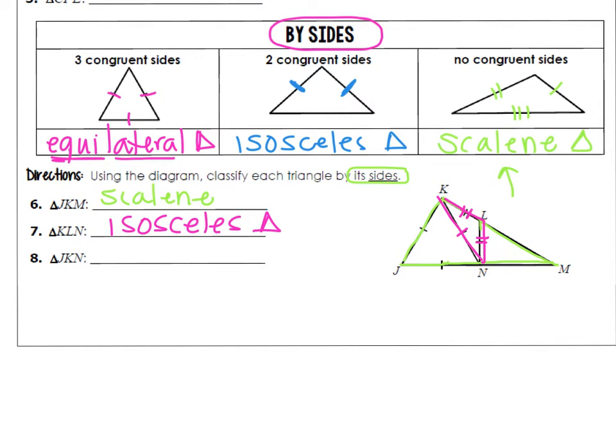And finally, let's look at number 8, triangle JKN. J to K to N. Notice that there is 1 hash mark on all of these sides. So that means that all of those sides are congruent, and that will make this an equilateral triangle. Yep, we said it, equilateral.